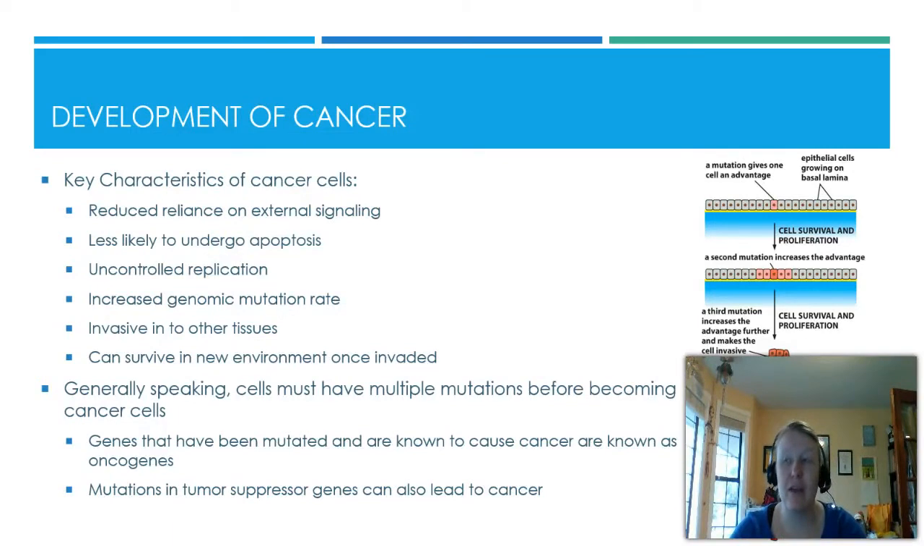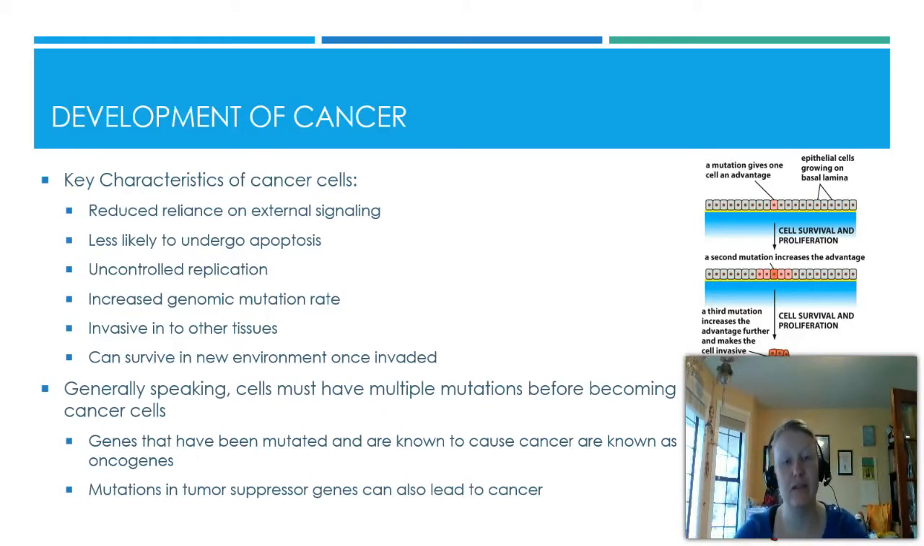So let's talk about how cancer actually develops in the cell, or in the body. There are some key characteristics of cancer cells, and we've talked about these before. The first one is the reduced reliance on external signaling. Cancer cells stop caring what their neighbors say. They're also less likely to undergo apoptosis, which makes sense, right? Because there are two keys to developing a tumor: there has to be growth and there has to be a lack of death. And you can see this in the third point, the uncontrolled replication.